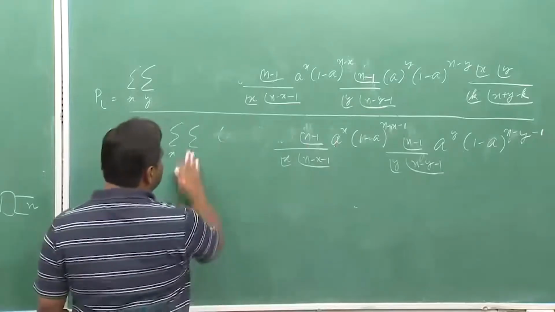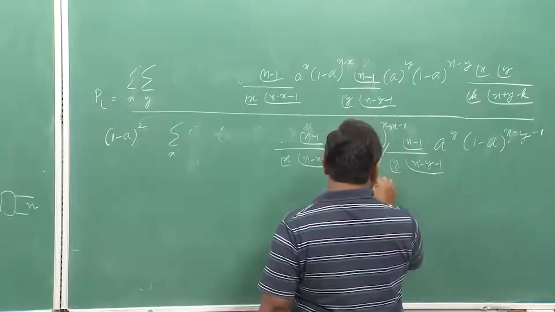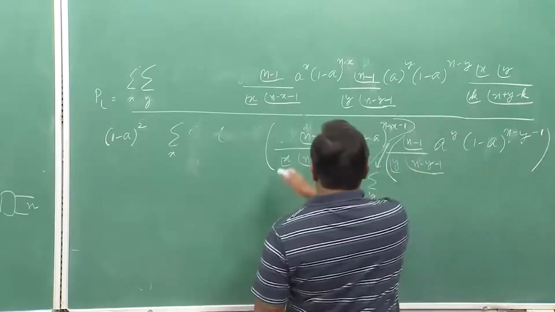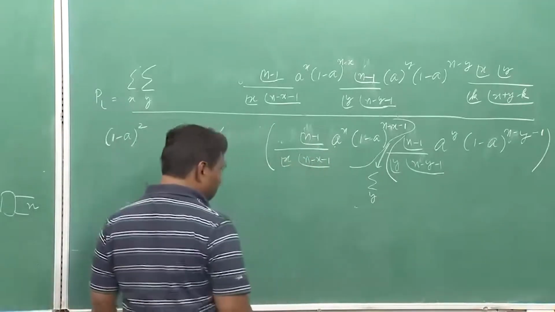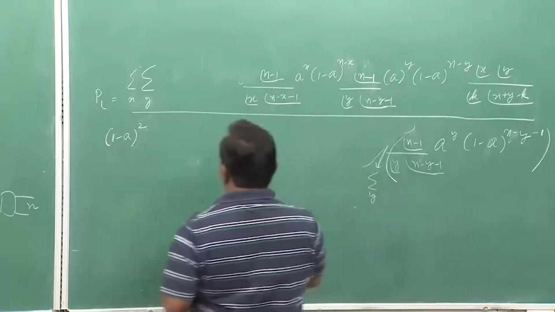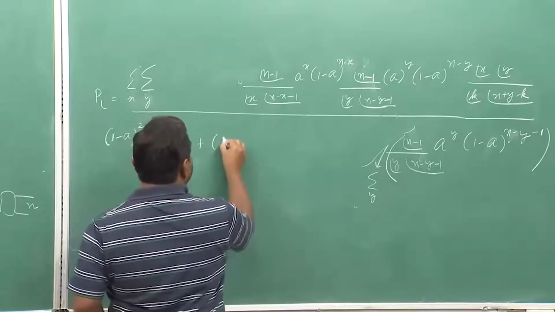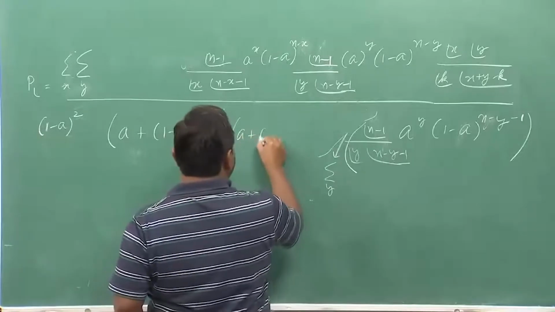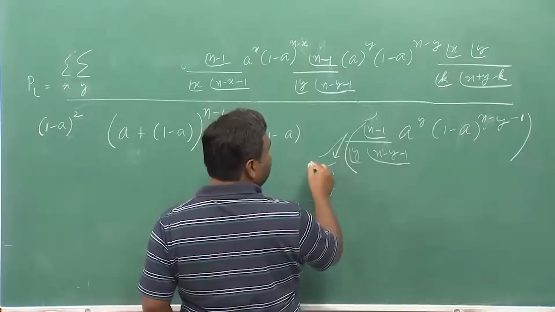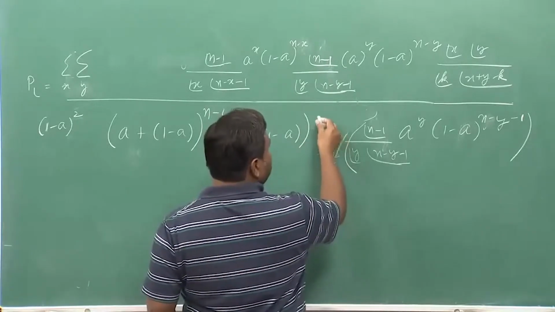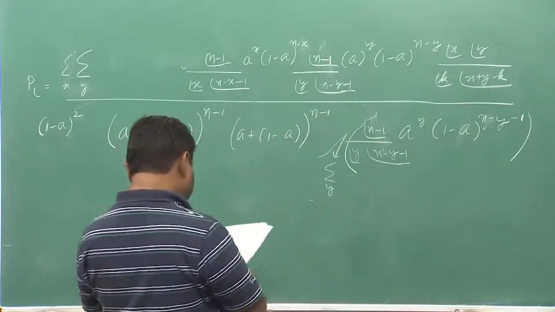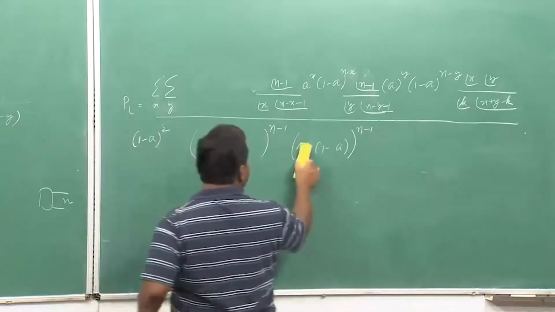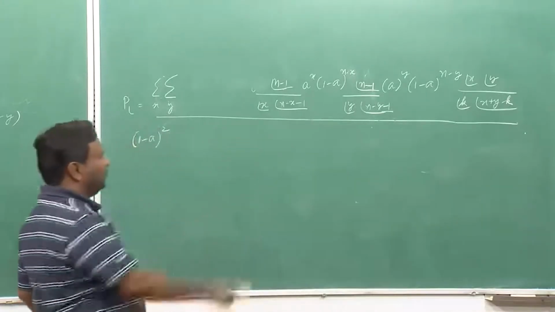Now, these summations can be taken, and I can put one summation here, and this becomes summation over y, and this is over x. So, this summation now can be written as a plus 1 minus a raised to power n minus 1. Same I can do for this, and I can write a plus 1 minus a raised to power n minus 1. So, I can remove this one. This turns out to be nothing but unity, this also turns out to be unity. So, this is gone, and this is what we are left with.